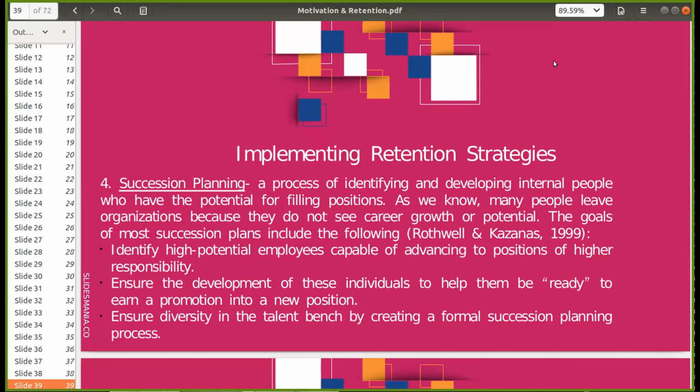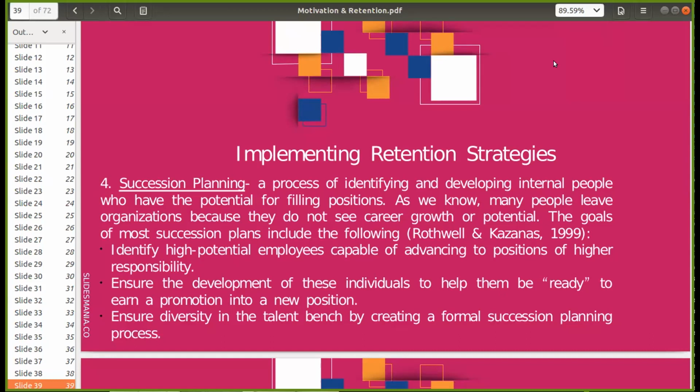Especially, yun nga, if they do not see career growth or potential, aalis. Okay? So, sino pwedeng papalit? Okay, ano yung goals ng succession plan? So, syempre, hindi na natin hahayaan pang may umalis na isa, ipopromote na natin.